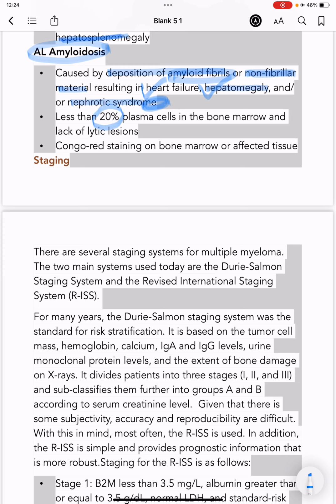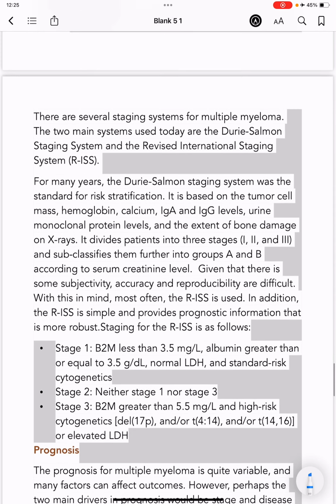Here there will be less than 20% plasma cells in the bone marrow, and there won't be any lytic lesions. And if we do a Congo red staining, it will be positive for amyloid, positive for Congo red staining on bone marrow or affected tissue.